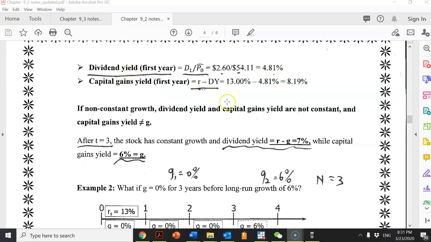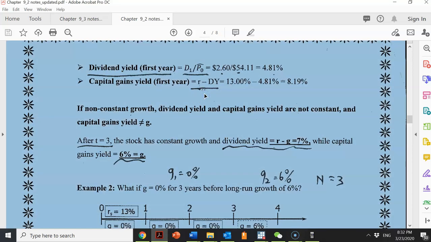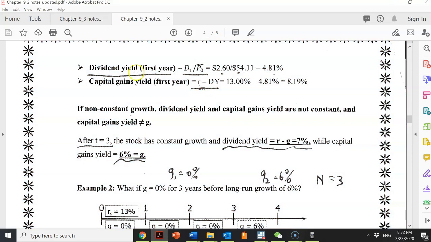For capital gains yield, of course, the original definition is P1 minus P0 over P0. But we also know the definition for total return of the stock equals dividend yield plus capital gains yield. So capital gains yield is just the total return minus dividend yield. We know both of them, so capital gains yield is 8.19%. In non-constant growth, dividend yield and capital gains yield are not constant, and capital gains yield does not equal G, especially for the first stage.